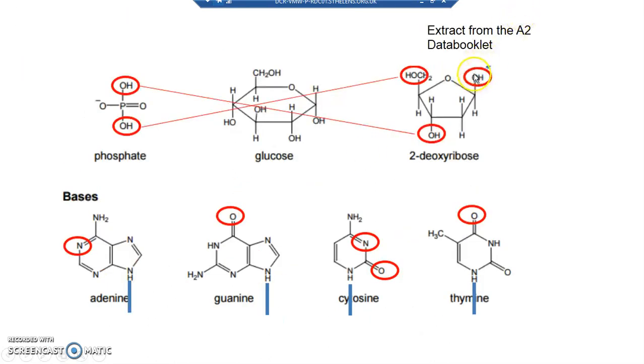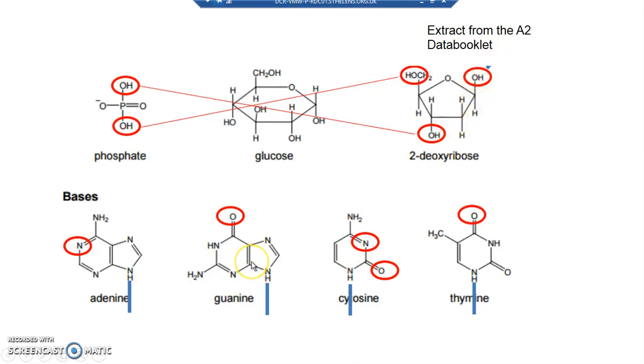this OH here. So this OH here on the 2-deoxyribose links to an NH on a base. And no prizes for the fact that the O and the H and one of the H's, OHH or H2O, are made, and therefore you rub out an OH and an H and it leaves an N to a carbon link. Let's have a look at that now.